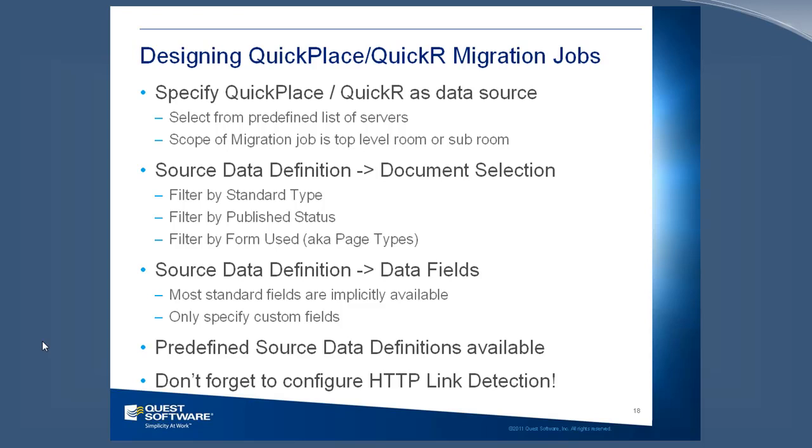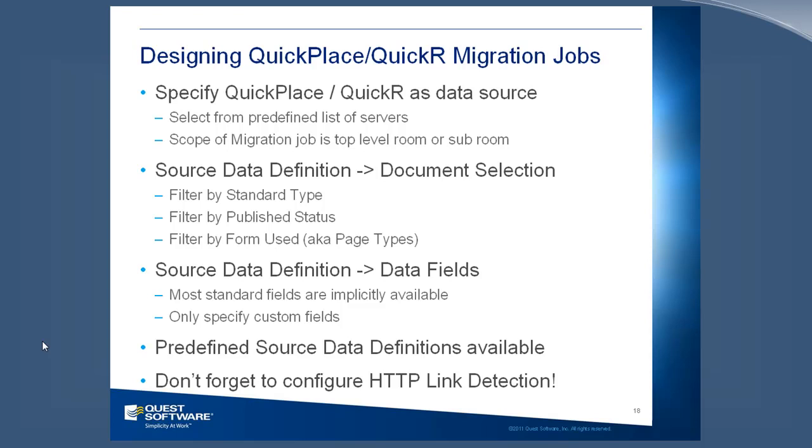Also, when you're selecting data fields, it's quite different because most of the data fields that you're going to be interested in you're going to get automatically because QuickPlace is so standardized. We just grab all the standard fields for you implicitly. You don't have to define them in your migration job. You really only need to specify the custom fields. Like if someone added a custom field to one of their page types, you would have to go and add that to your migration job. We do have, of course, predefined source data definitions for the various types of QuickPlace pages.